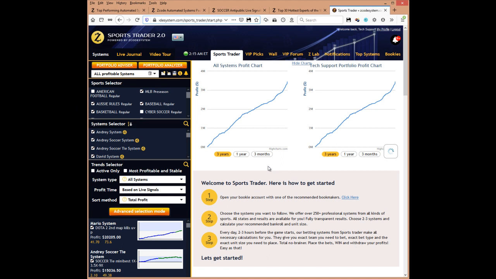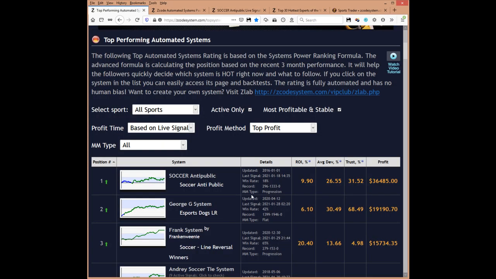So that's about it, guys. This is what I've been wanting to show you and what awaits you on the top systems and experts pages, as well as with our Sports Trader. With this vast amount of detailed info from our top listed systems, there's nothing to stop you from achieving best results in sports betting with us here at Zcode.